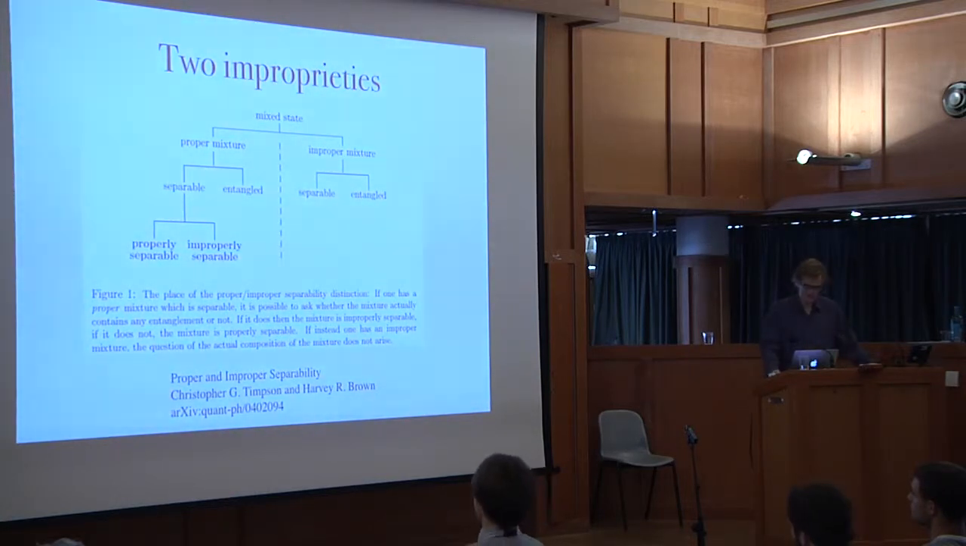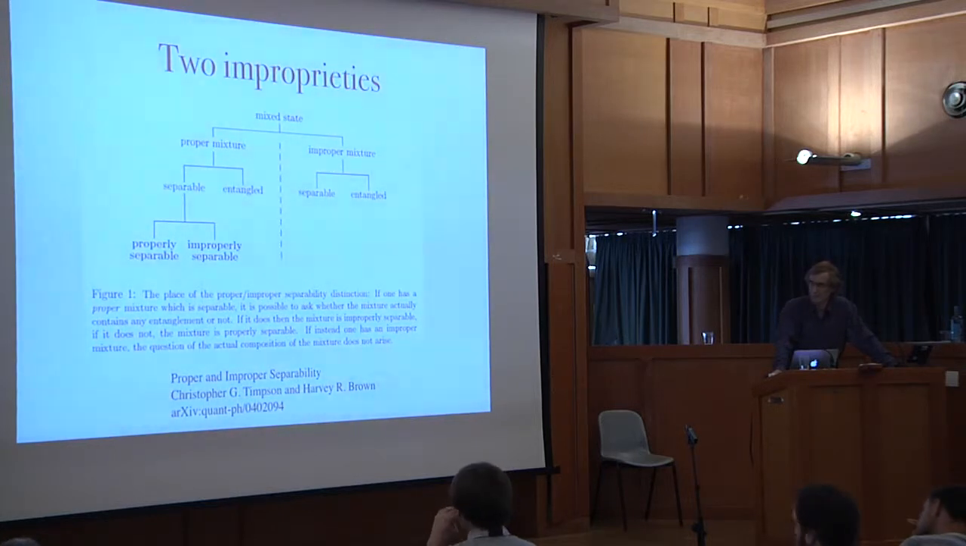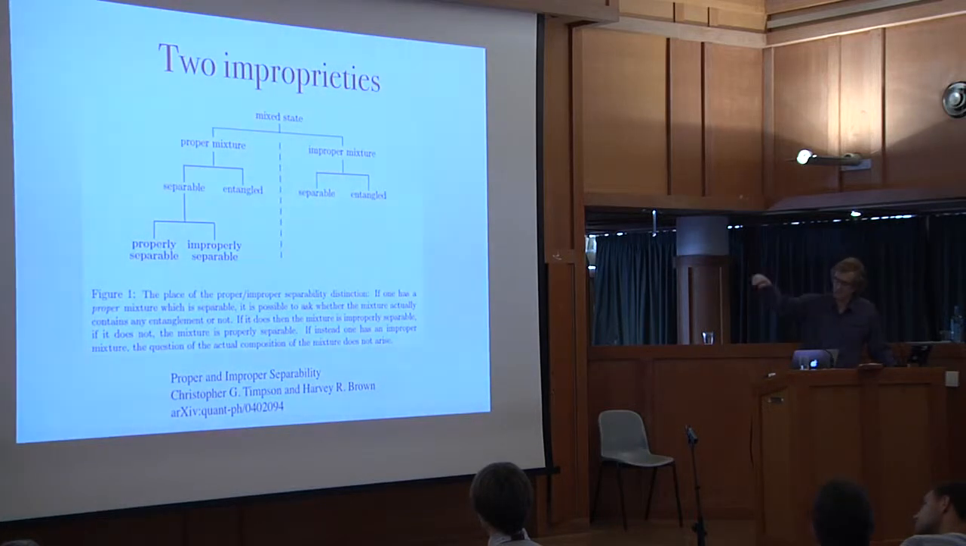I flipped onto the next slide too quickly. I want to just mention two improprieties here. We're not getting into an R-rated section of the talk. This is the diagram that comes from this paper, Proper and Improper Separability by Timpson and Brown, which I think is an interesting paper. And they mention that this sort of discussion is a bit neglected by the Foundations community because the problems that this raises are not often addressed.